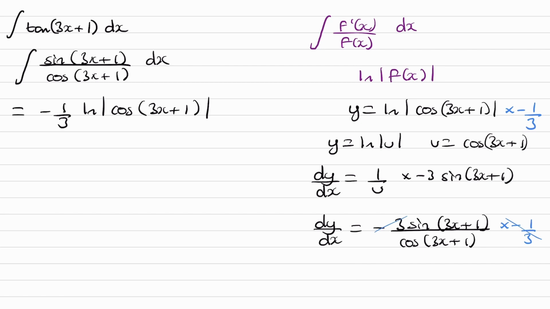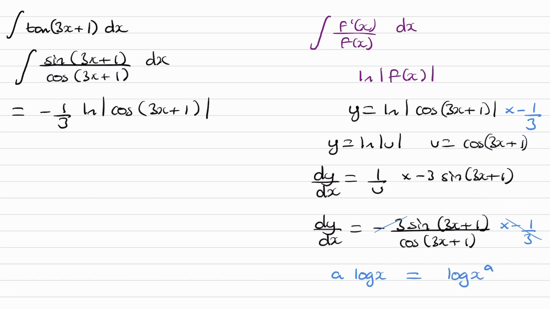And you might notice that this is not sec. This is not ln of sec of 3x plus 1. But actually we can turn it into that by absorbing the minus sign in the logarithm. Remember the rule that if you have, let's say, a log x, you can rewrite this as log x to the power of a. So with what we have here, we can bring the minus up as a power, and this becomes a third of ln cos to the minus 1 of 3x plus 1. So again, that's just bringing the minus sign up as a power.